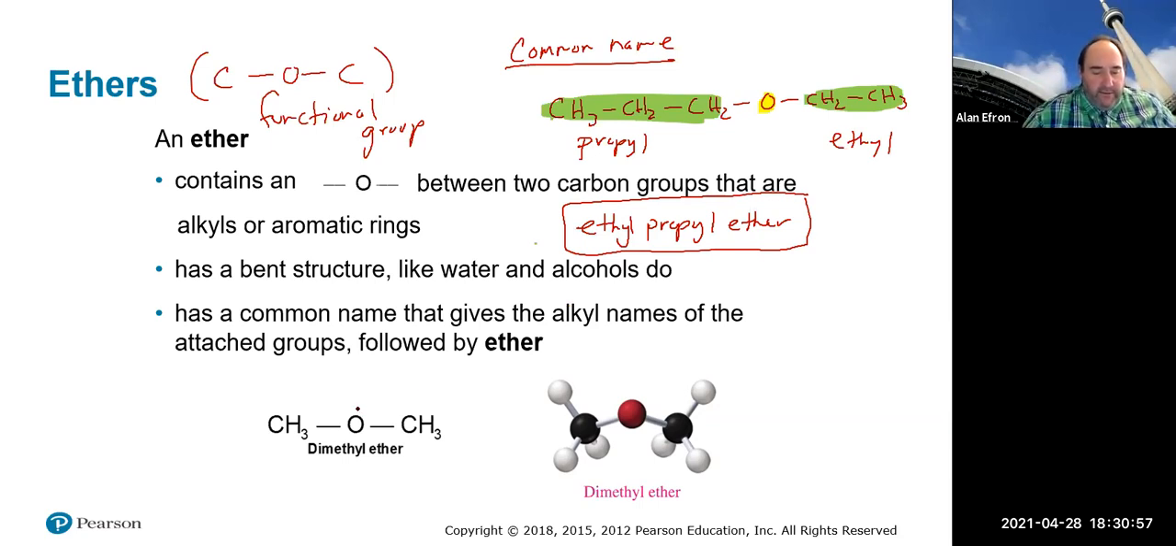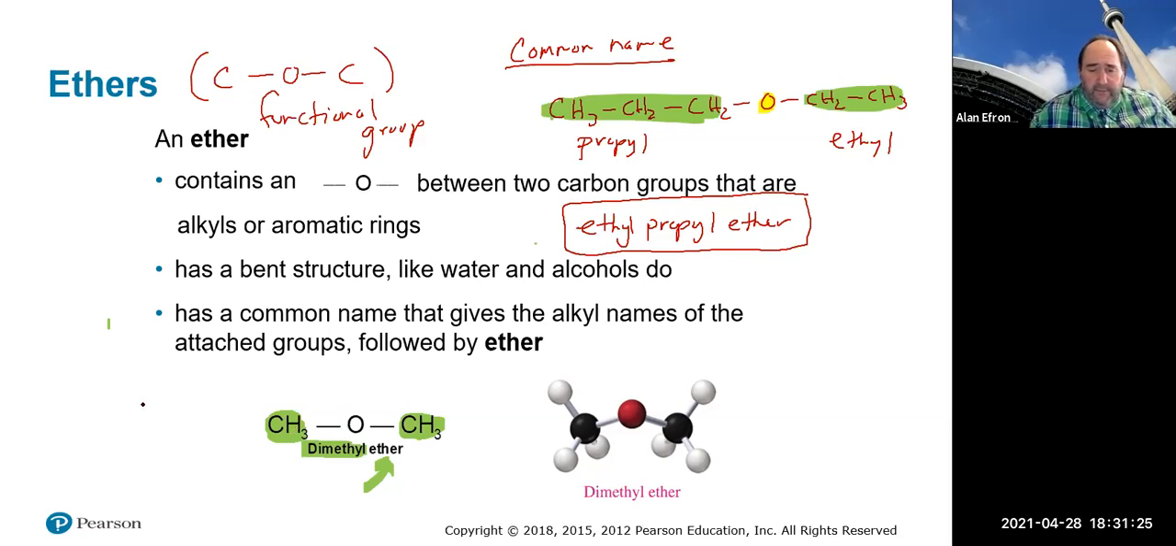Again, we see our ether on the bottom here. And to show you how we get to that name, we go to the right of the oxygen, that's a methyl group. We go to the left of the oxygen, that is also a methyl group. Just like we've been doing before, if we have 2 methyl groups, that is what is referred to as dimethyl. And then we simply put ether at the end of it. So dimethyl ether would be the common name for that.